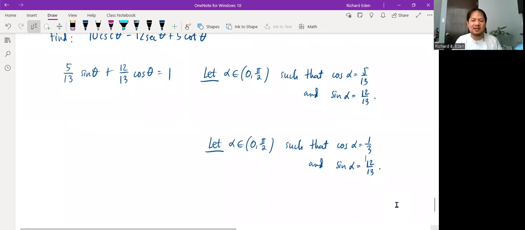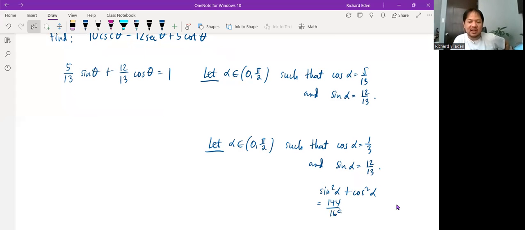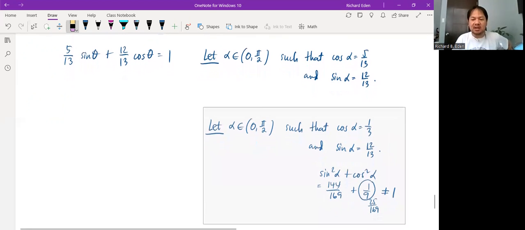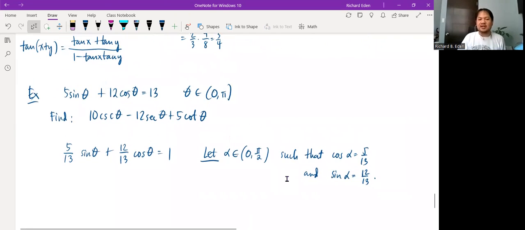Pwede ba yun? It looks very suspicious. Kasi I don't think na may ganun. What's going to happen with sine squared alpha plus cosine squared alpha, given if the values were these? Just looking at them, it probably isn't 1. Hindi 1, di ba? Magiging ano to, 144 over 169 plus 1 over 9. Hindi siya magiging 1. Kasi para maging 1, instead of 1 over 9, dapat ano to, 25 over 169 eh. Eh hindi eh, 1 over 9 kasi cosine alpha is 1/3. So in this case, hindi posible nung let dito. But here above, everything is fine.